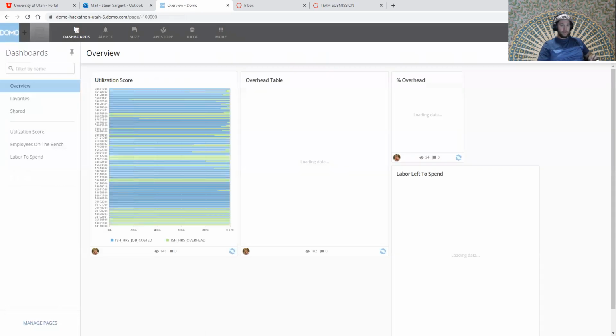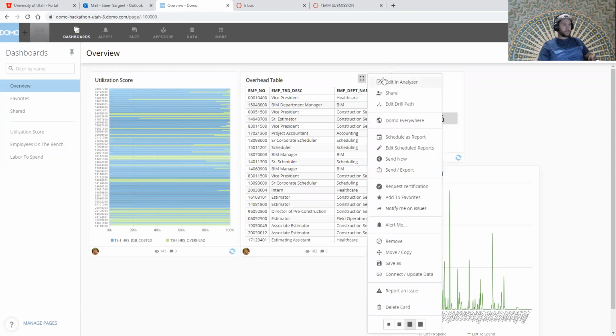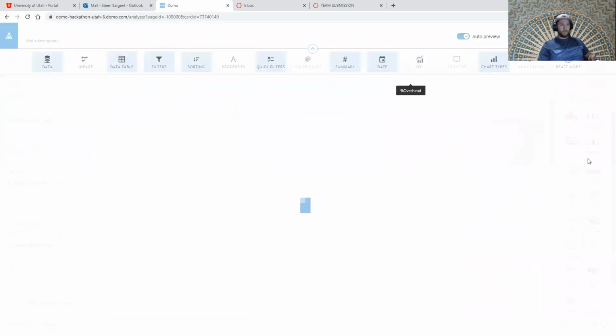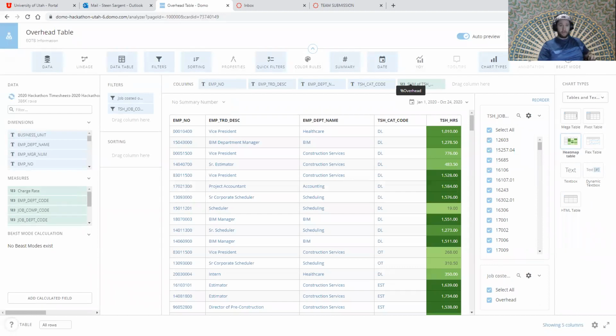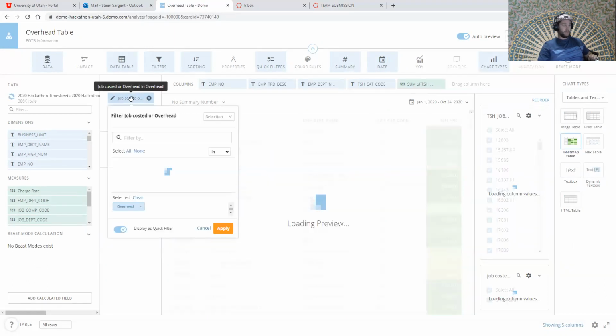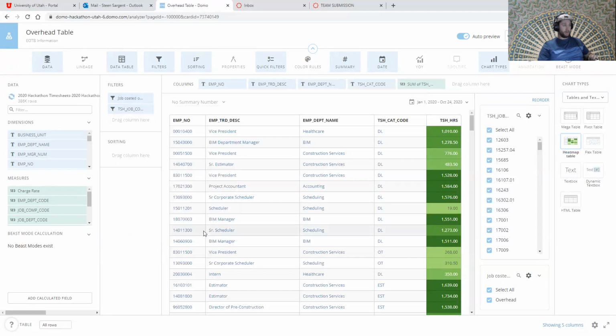Moving on to number 2, determine which individuals are on the bench and available for relocation. Per the parameters of the description that we have, employees whose trade indicates they are job costed but who mark their time against overhead projects are considered on the bench. So the first thing we did is we went in and filtered out all of the job costed jobs so that we're only looking at overhead.